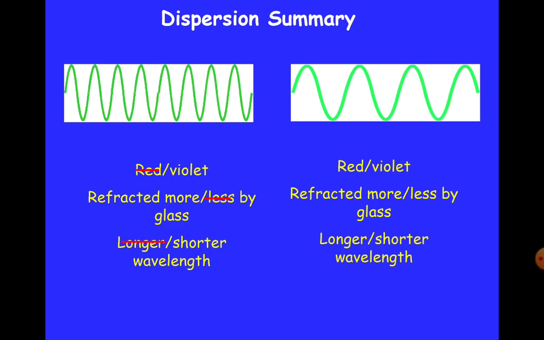When we look at the right side, we have red light. It is refracted more, so there's a little mistake here. Refracted less, sorry, by the glass, and the wavelengths are longer. Okay, all right.